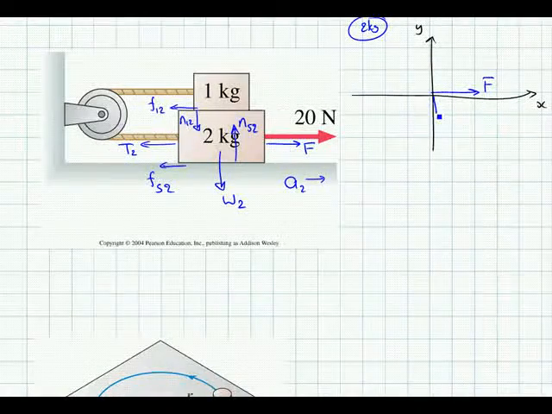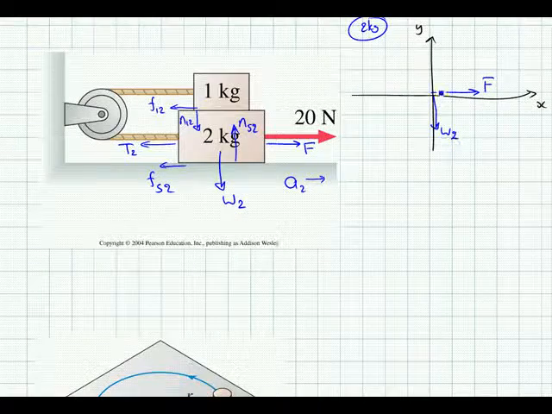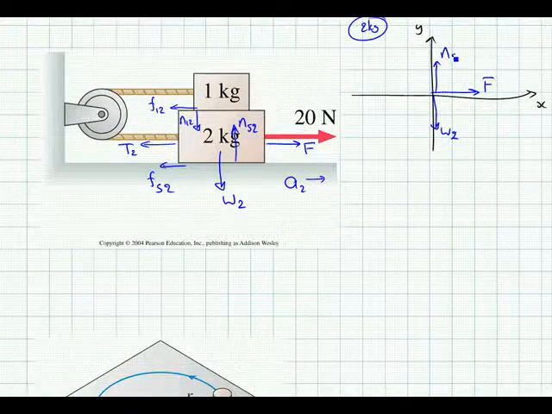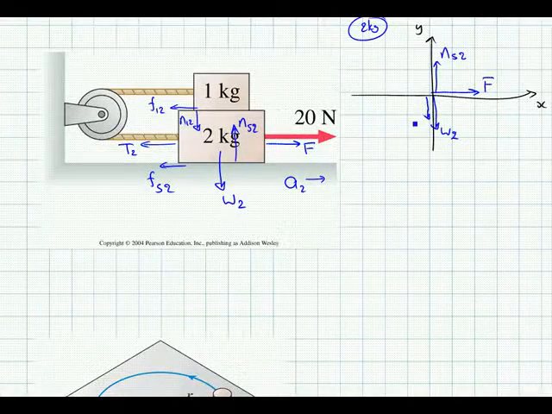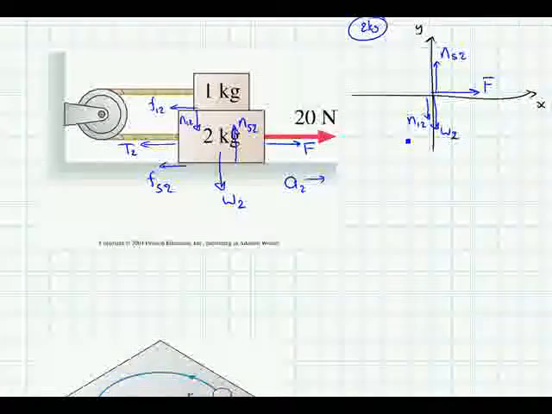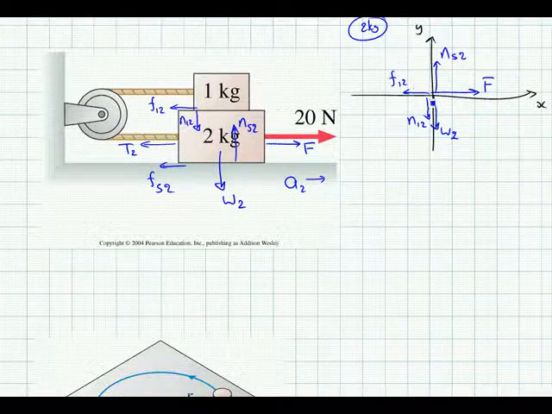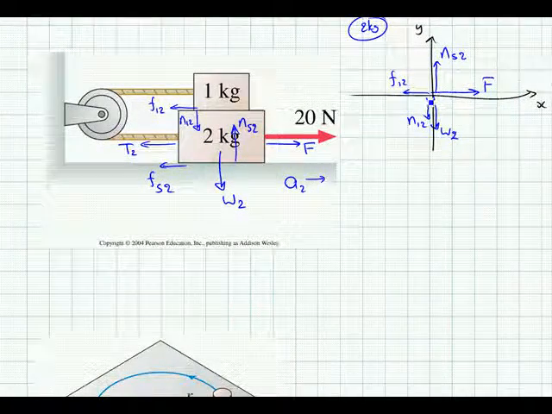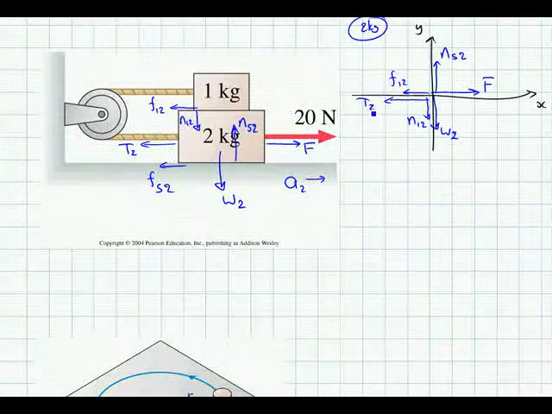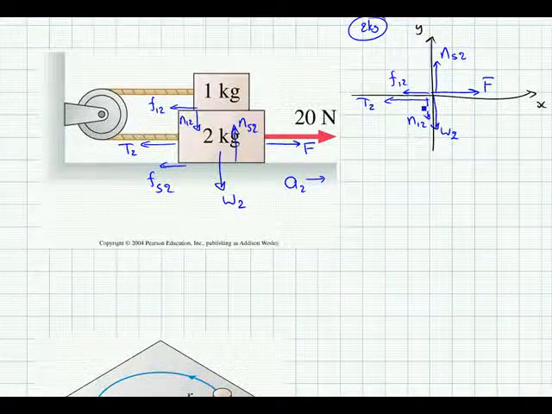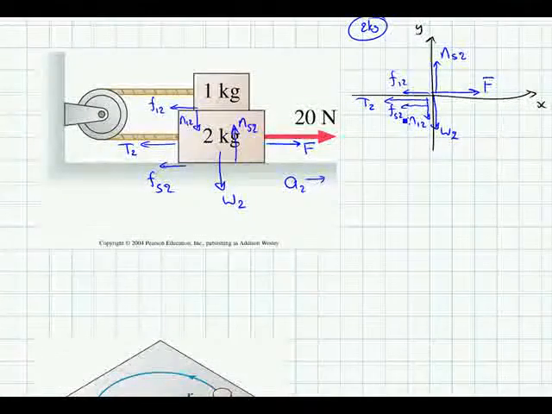We have F, W2, normal force of surface on 2. We have normal force of 1 on 2. We have friction force of 1 on 2. We have tension on 2. And of course we have friction force of surface on 2.